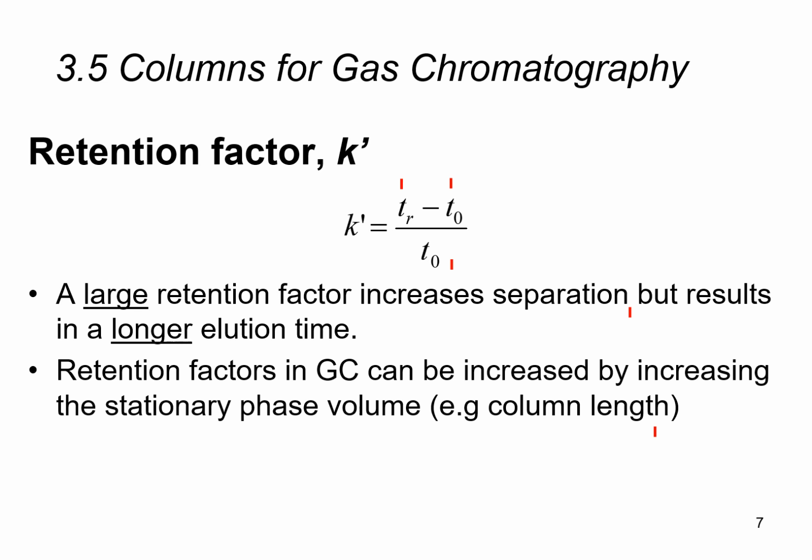Earlier, we also talked about how different columns have different thickness in terms of their films. So they may have a very thin film of stationary phase, or they may have a very thick film of stationary phase. Of course, if you increase the thickness of the film, or increase the thickness of the stationary phase, there's going to be more opportunity for your chemical component to interact, and therefore its retention time is also going to be larger, and therefore its retention factor, the k prime, is also going to be larger.